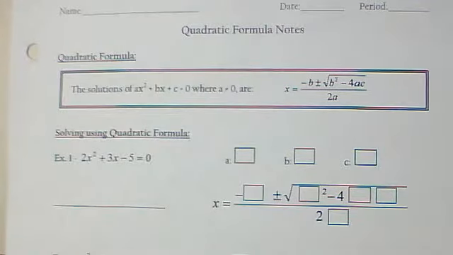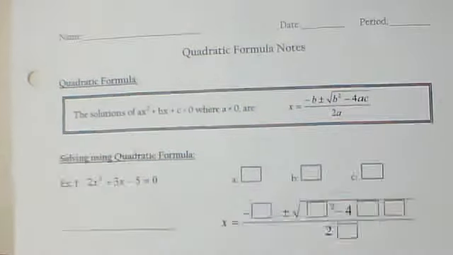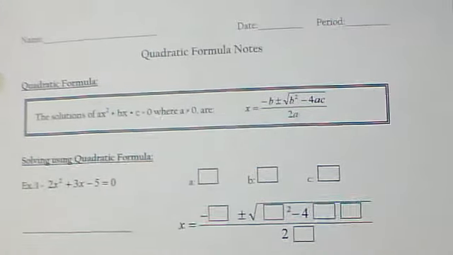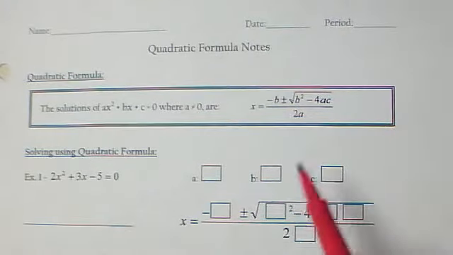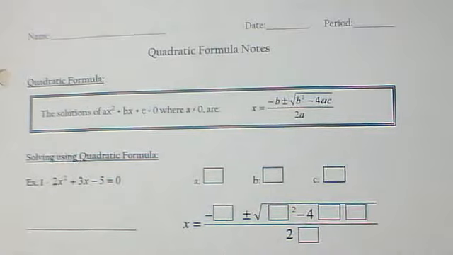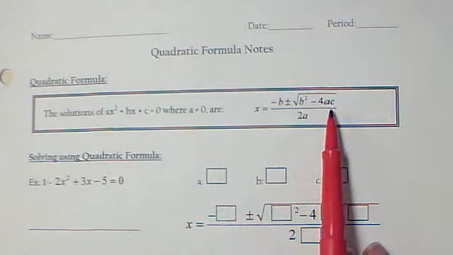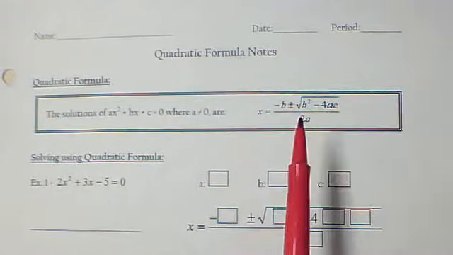Today in algebra we're learning about the quadratic formula. At the beginning of class I taught you the quadratic formula song, which goes to Pop Goes the Weasel, and it's x equals negative b plus or minus the square root of b squared minus 4ac all over 2a.